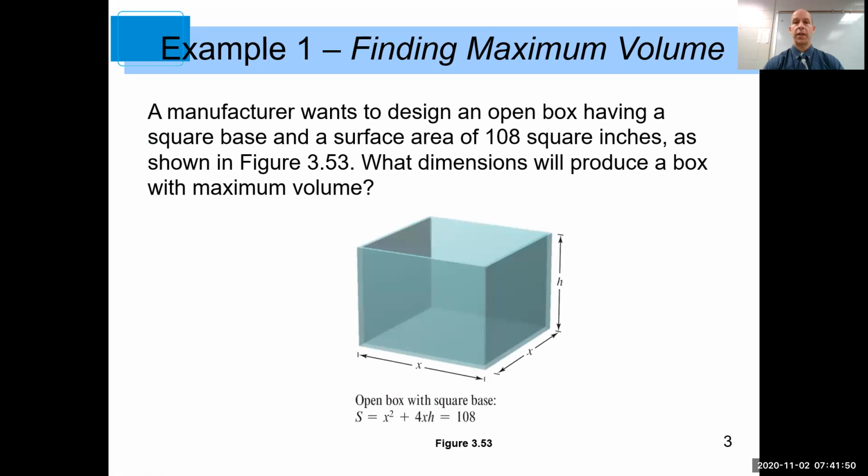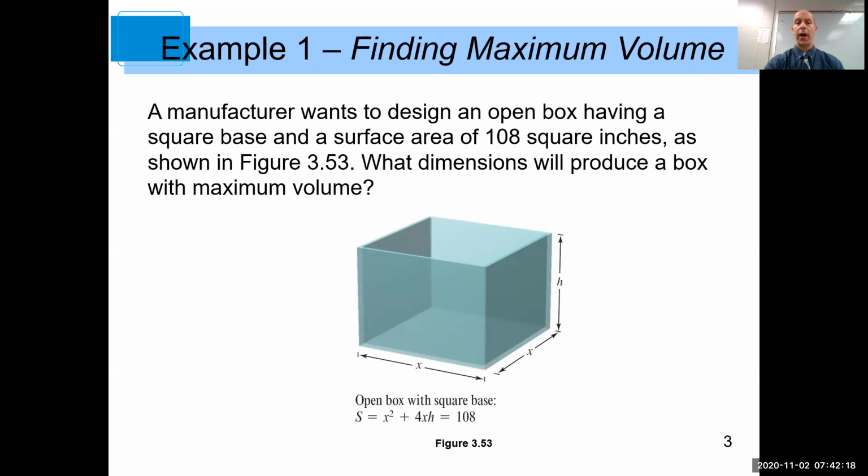So a manufacturer wants to design an open box having a base that's square and a surface area of 108 square inches, as shown in this figure. What are the dimensions of the box to maximize the volume? So this is something that you can imagine as a manufacturer. You're making this box. Now, please note it doesn't have a top, but we want to maximize the volume based on that 108 square inches surface area.